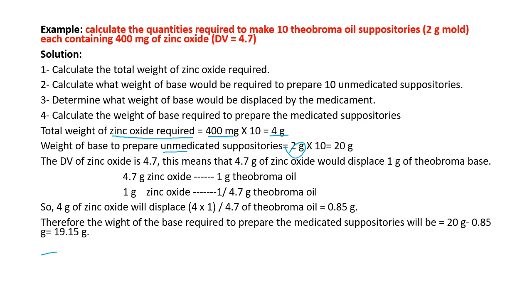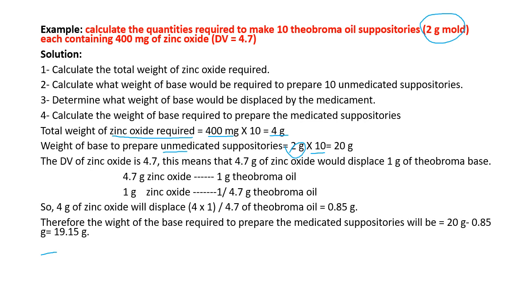2 grams. And this is from the 2 grams mold times 10, and this will give 20 grams. So theoretically we need 20 grams of the plain suppository base to prepare the 10 theobroma oil suppositories.